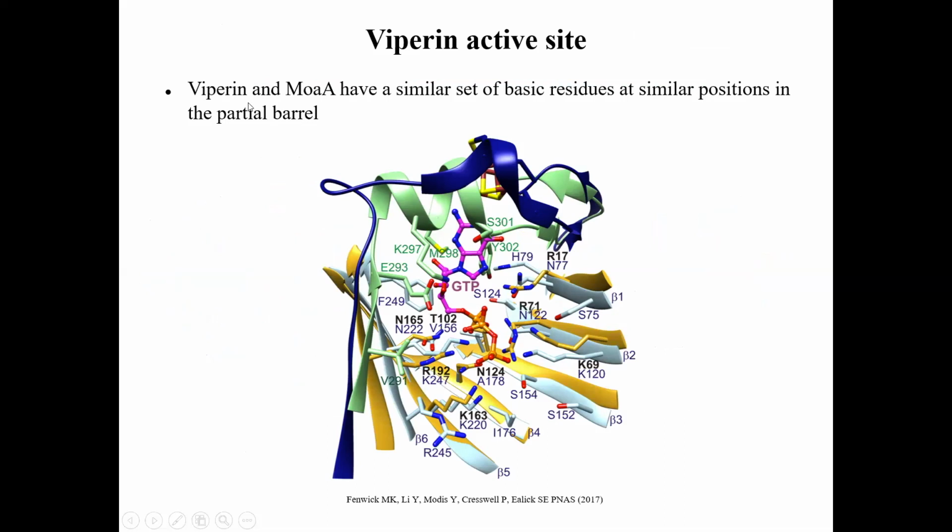Structural alignment of Viperin with another radical SAM enzyme, MoaA, showed that the two proteins have a similar set of basic residues at similar positions in the partial barrel. In MoaA, these basic residues bind the triphosphate group of GTP, the substrate of MoaA. This suggested that Viperin could be acting on a nucleoside triphosphate as a substrate.